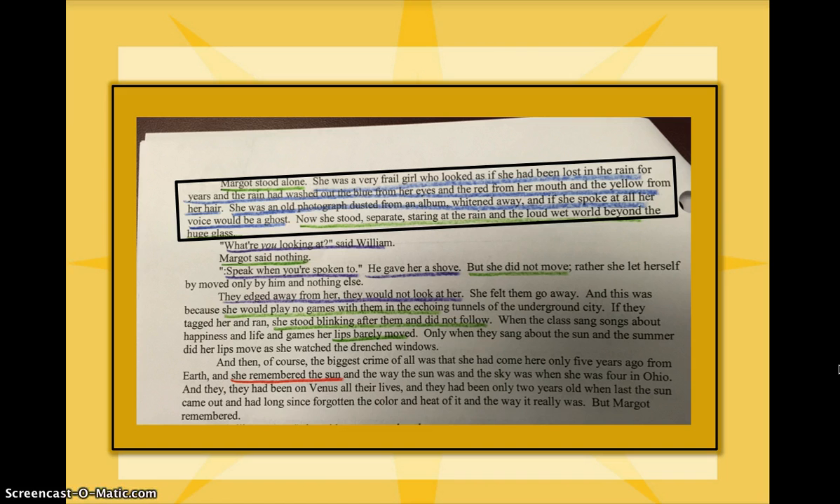Bradbury's use of the metaphor where it says she was an old photograph whitened away makes me think that she has a lack of personality or a lack of excitement for life, and this is all because she's lived on Venus where it has been raining for so long and she hasn't been able to see the sun. This description gives us a lot more background into who Margot is.